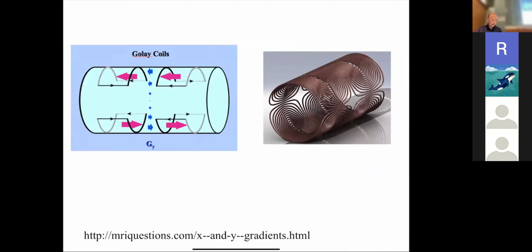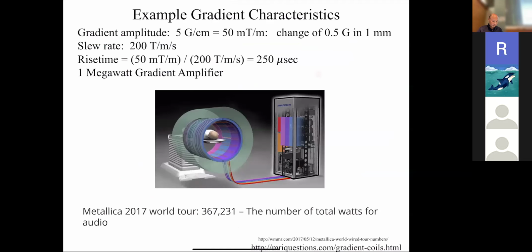But much more for the XY gradients, there's something called Golay coils. This is the simplest implementation of those, but in practice, there are very intricate designs that are essentially computer designed. Basically, an algorithm figures out what sort of coil layout will give you the right gradient. Okay, and then these gradients are driven by gradient amplifiers. And these are like beasts. There's typically a whole cabinet, or at least half a cabinet, of an MRI system devoted to these.